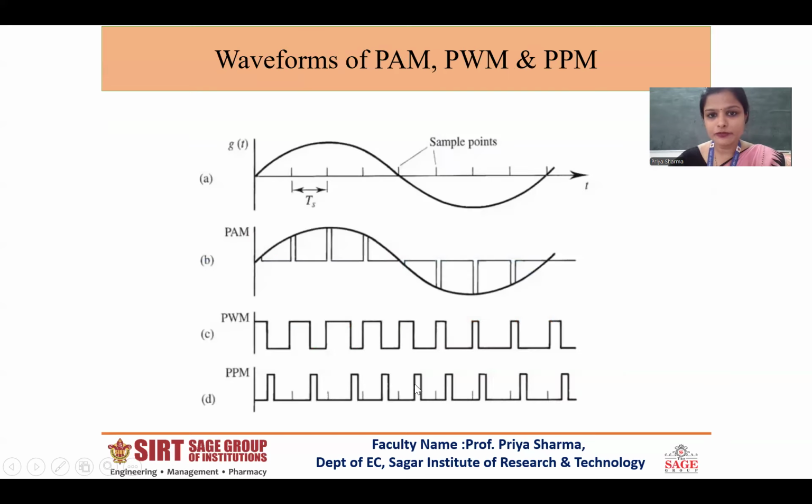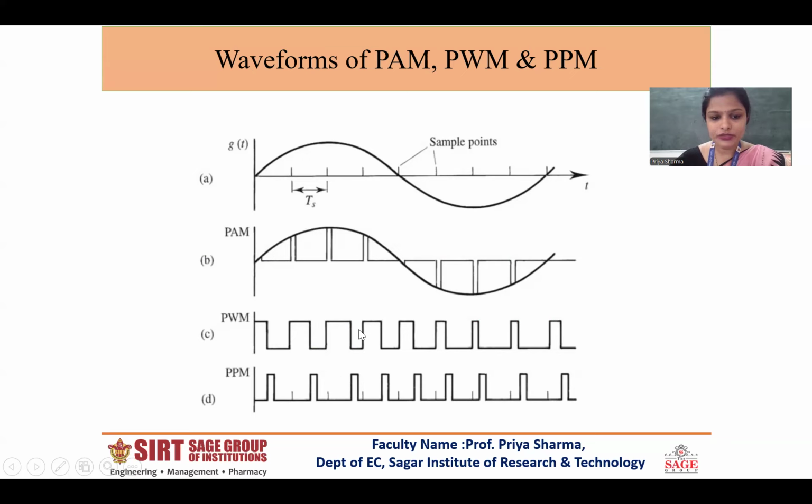So these are the waveforms of pulse amplitude, pulse width, and pulse position modulation. This is the message signal which we send, and we send a train of pulses like this for the carrier signal. In pulse amplitude modulation, you can see the amplitude changes in accordance with the message signal. In pulse width modulation, the width of the pulses changes. The point where we have the maximum amplitude of the message signal will contain the maximum width, and the point where we have the minimum amplitude of the message signal will consist of the minimum width of the pulse.